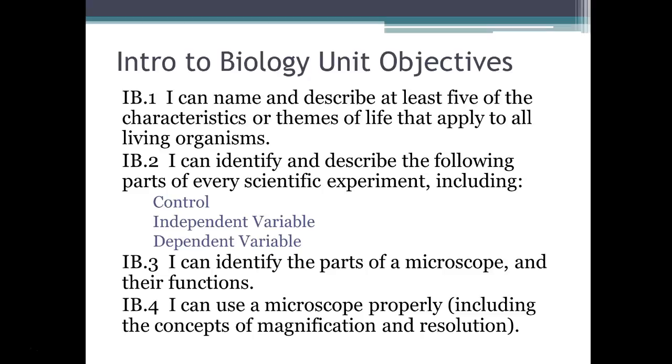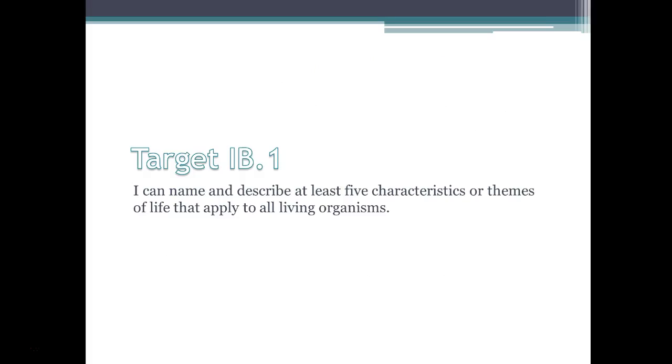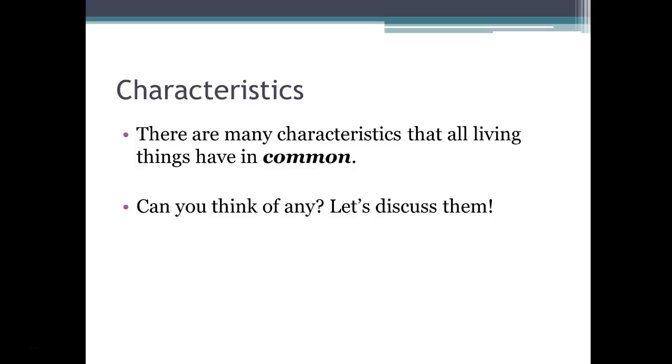But this Intro to Biology unit, you can see, has 4 objectives. And in this video, we're going to go through objective 1, which says that you should be able to name and describe at least 5 different characteristics or themes of life that apply to all living organisms. So first, if you just think about all different kinds of living things, from trees to bacteria to fish, maybe if you have a pet dog, there's got to be things that they have in common.